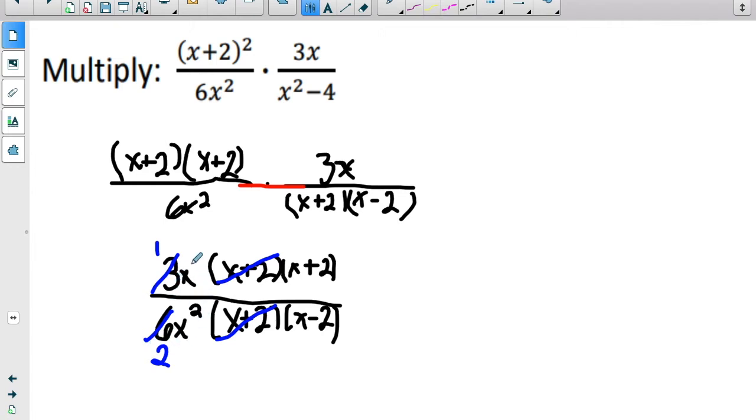And the last thing is we have these x's here out front. And when the bases are the same, we subtract the exponents. So that would simplify out completely. And the x squared would become x to the first. And what that leaves us with is x plus 2 on top, because that's the only thing left in the numerator, in the top of this fraction. Now, at the bottom of the fraction, we have 2x times x minus 2. And that's it.